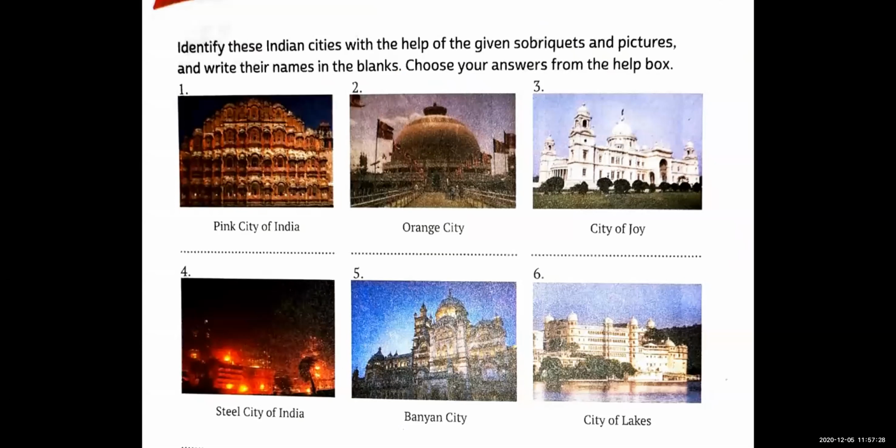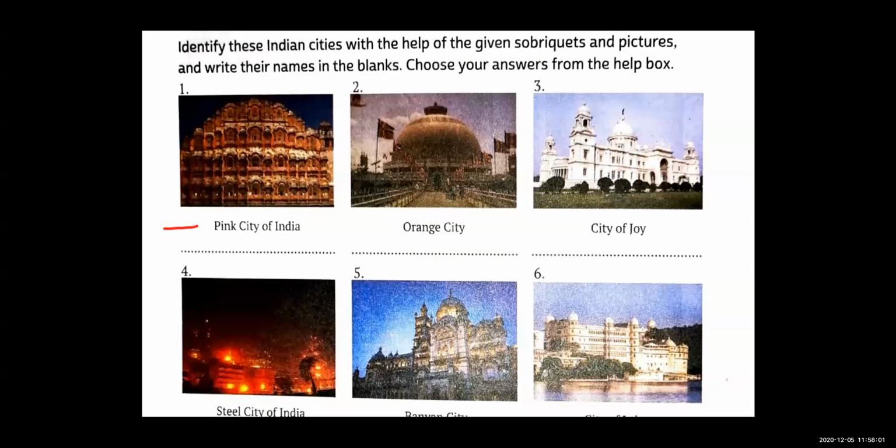Why is it called the pink city of India? Because, children, during the rule of Sawai Ram Singh I, the city was entirely painted pink in order to welcome Mr. Albert Edward. He was the Prince of Wales, and later he became the Emperor of India. So in order to invite him, the city was entirely painted pink, and because of that, Jaipur is called the Pink City of India.